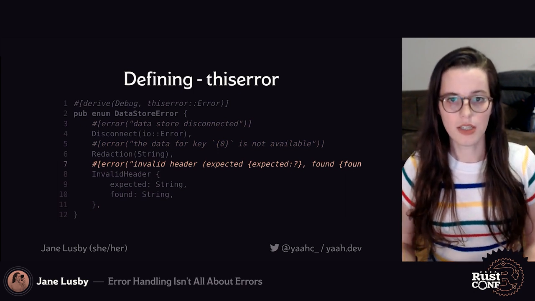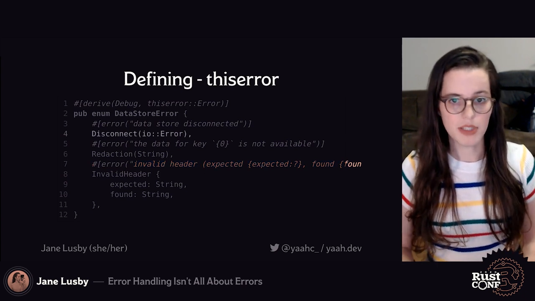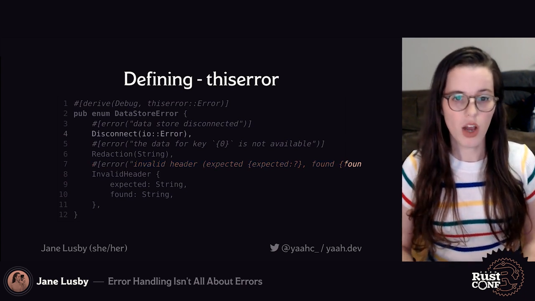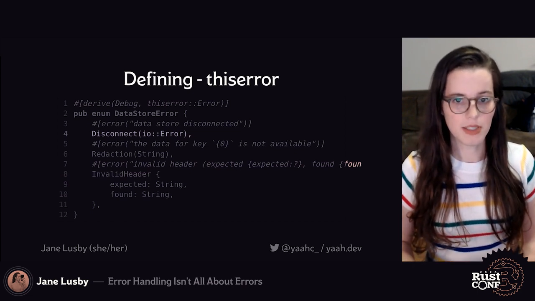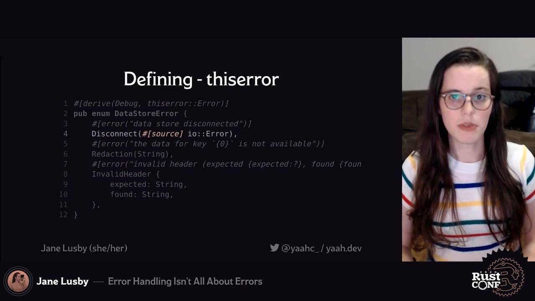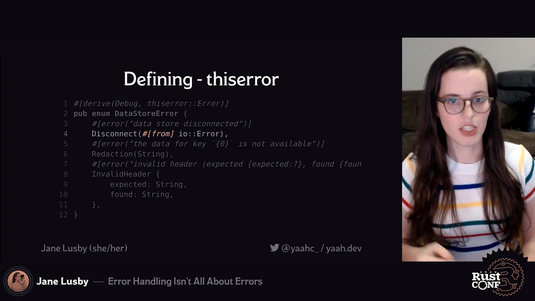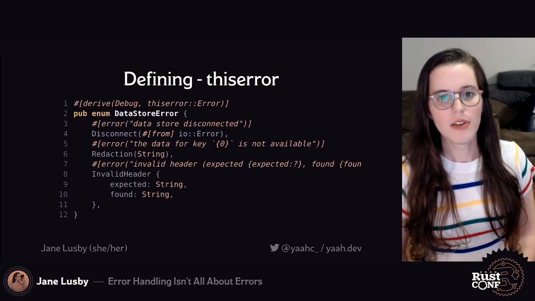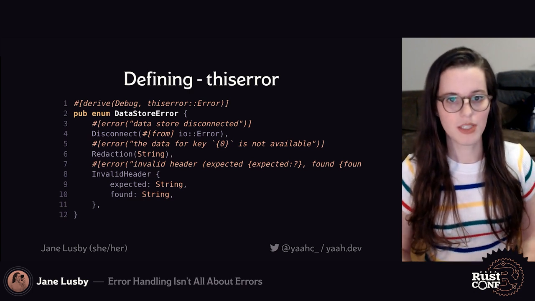thiserror can also handle implementing our source and backtrace functions for us. Any member with the name source or backtrace will automatically be returned from the appropriate function, or this can also be done explicitly using the source attribute. thiserror can also implement From with the from attribute, and note that this also implies the source attribute when used. This isn't all thiserror can do, so please check out the documentation for more details.